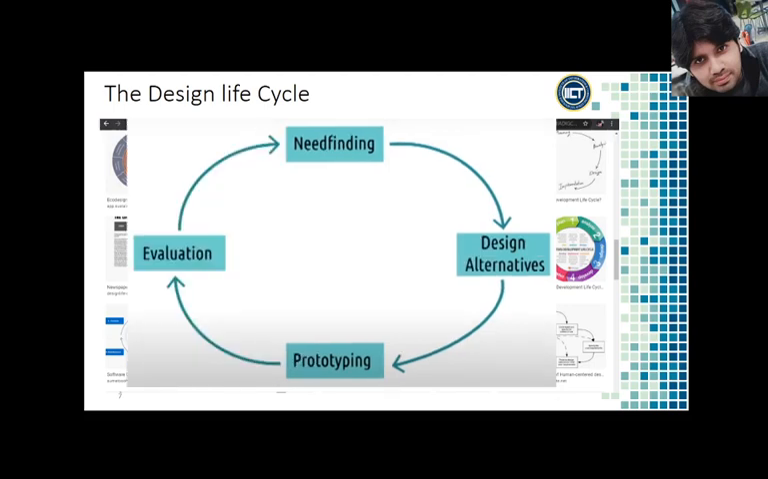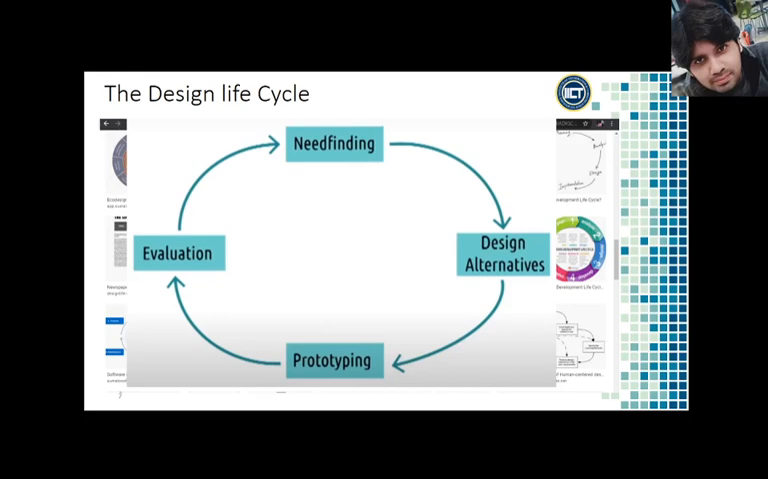Fourth and most importantly, we perform user evaluation. We take the ideas that we prototyped and we put them in front of actual users. We get their feedback: what they like and what they don't like, what works and what does not work. And then the cycle begins anew.